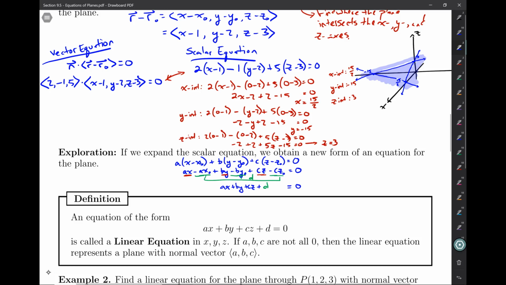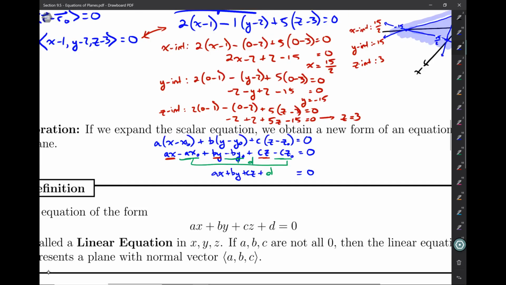Any equation that has this form, AX plus BY plus CZ plus D is equal to 0, is called a linear equation in X, Y, and Z. And it turns out, if A, B, and C are not all 0, then the linear equation represents a plane with normal vector ABC.